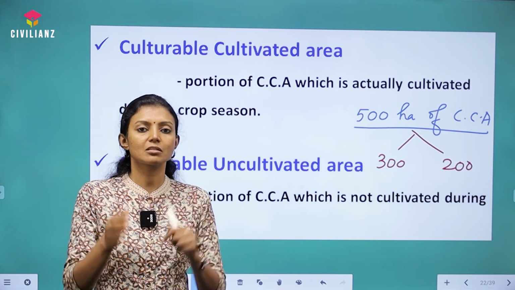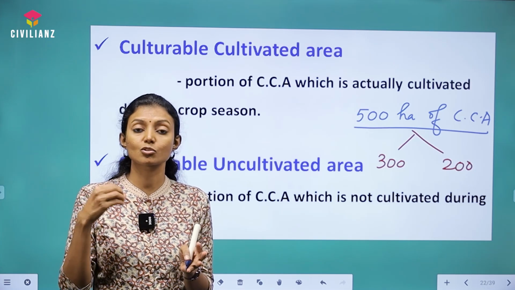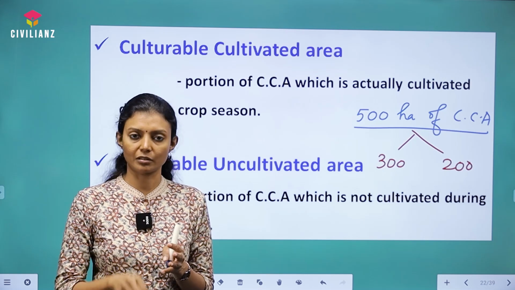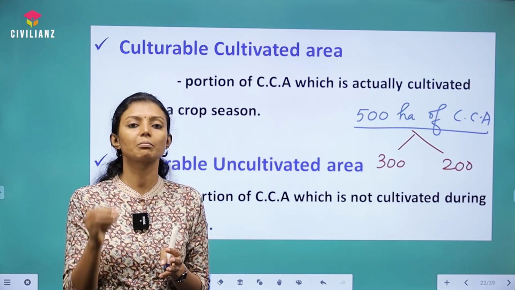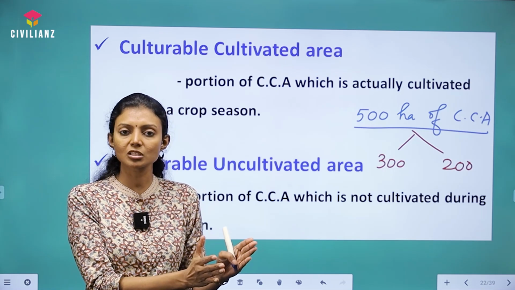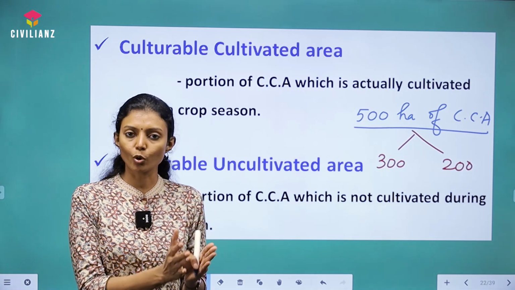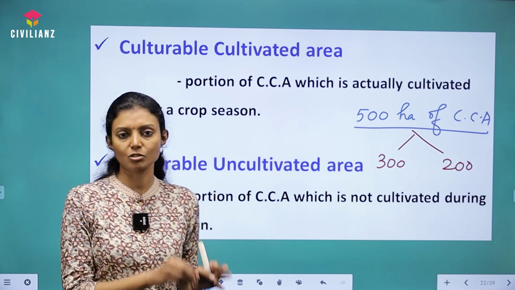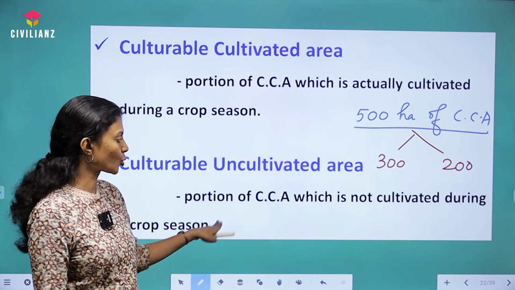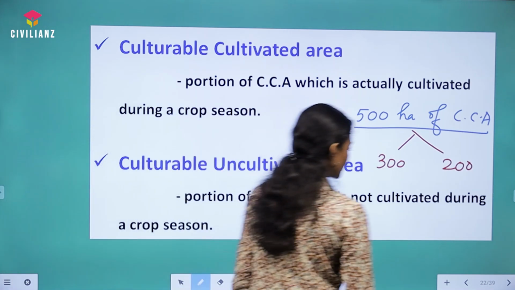Gross commanded area means the total area which has access to an irrigation project or access to irrigation water. The actual area where cultivation can be done is known as CCA, culturable commanded area. And within this CCA, only a portion is cultivated during a particular season, and the remaining is given rest. The portion where actually cultivation is taking place during a season is culturable cultivated area, and the area which is remaining at rest is known as culturable uncultivated area. Okay. Now, moving on.